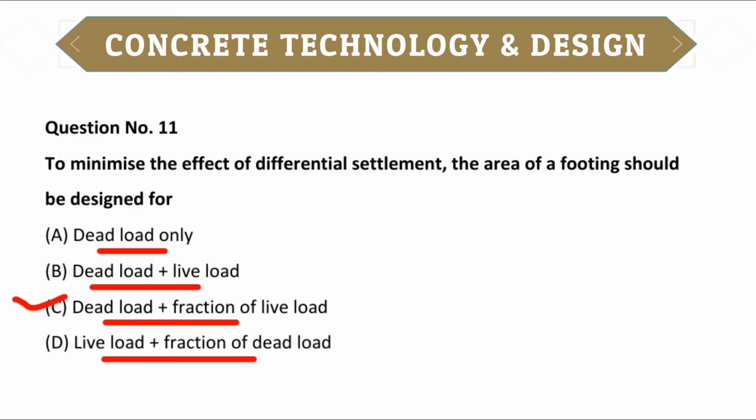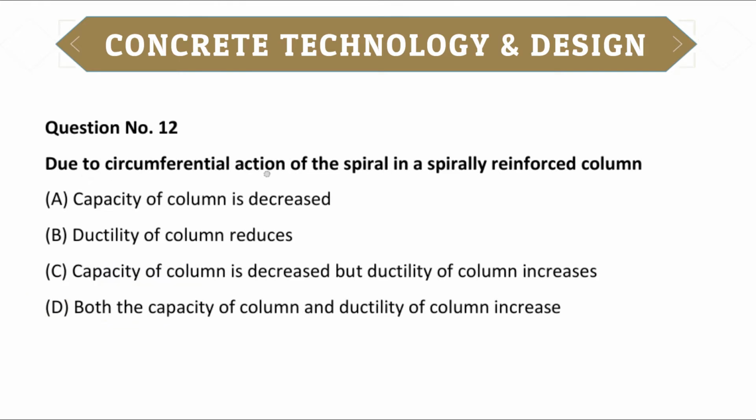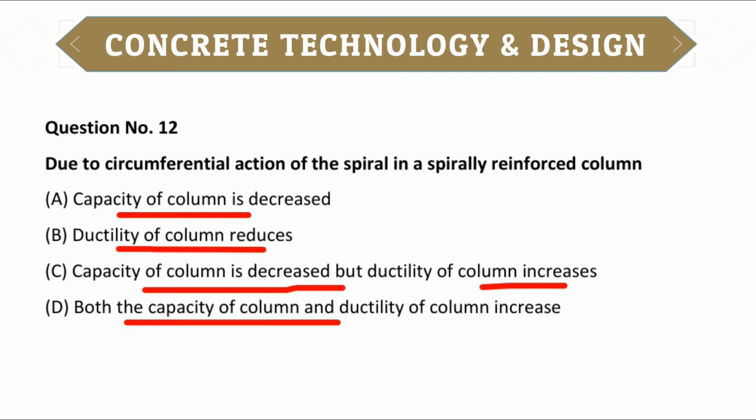So next question, due to circumferential action, the spiral in the spirally reinforced column: option A, capacity of column is decreased; option B, ductility of the column reduces; option C, capacity of column is decreased but the ductility of column is increased; option D, both the capacity of column and the ductility of column are increased. So the correct answer is option D, both the capacity of the column and the ductility of the column increase.